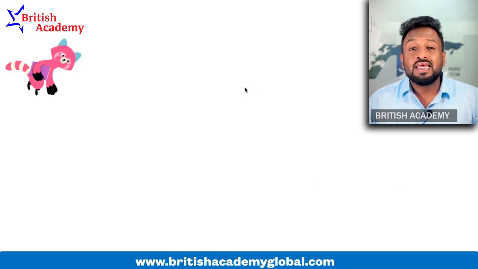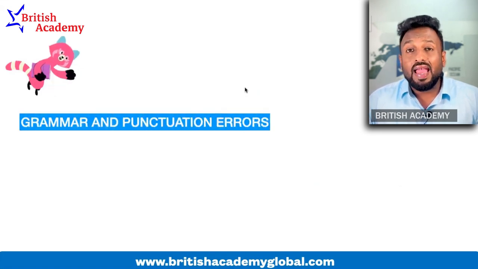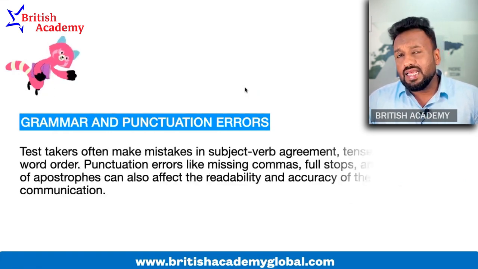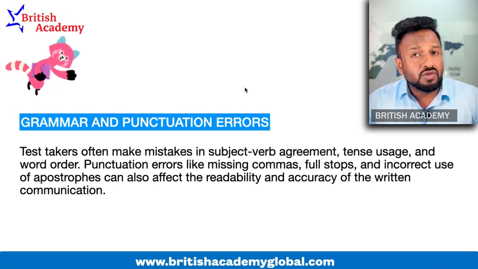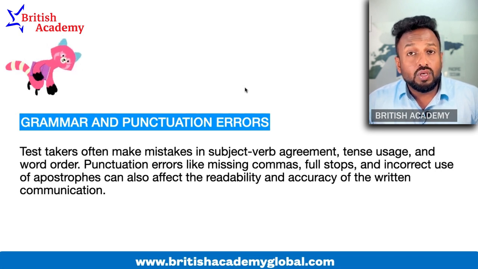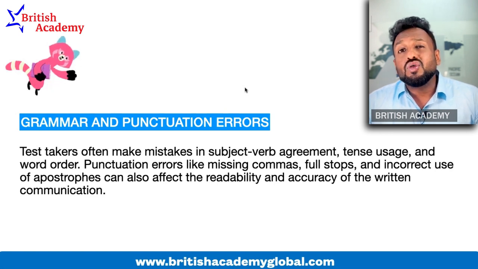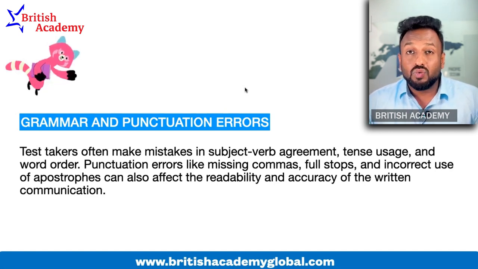The first one is incorrect use of grammar and punctuation. That is, grammar and punctuation errors. Very commonly, we see that test takers often make mistakes in subject-verb agreement, tenses and word orders. If you don't use appropriate word orders, then the exact information or meaning will not be conveyed to the reader. Punctuation errors, like full stops, commas, or apostrophes not being used appropriately, can cause confusion in meaning, and can affect your readability and accuracy in the writing task.